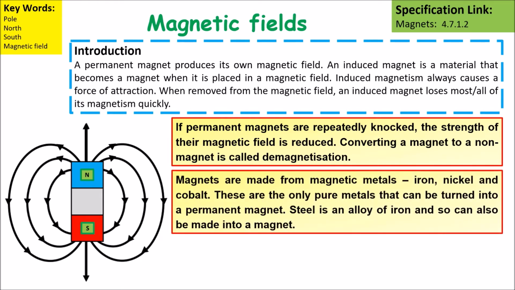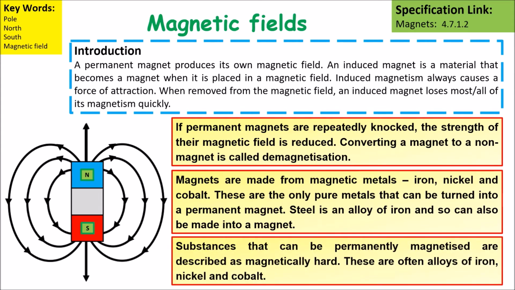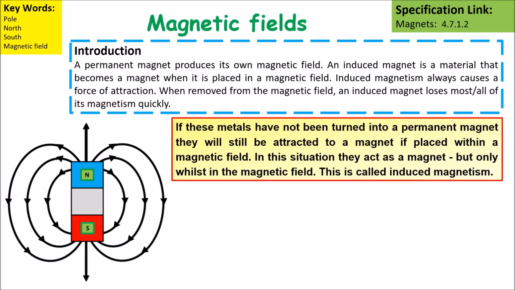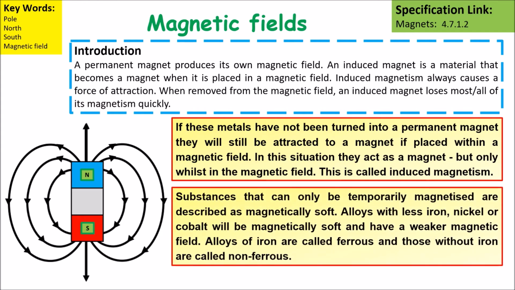Magnets are made from magnetic metals such as iron, nickel, and cobalt. These are the only pure metals that can be turned into permanent magnets. Substances that can be permanently magnetized are described as being magnetically hard. If these metals have not been turned into a permanent magnet, they will still be attracted to a magnet if placed within a magnetic field. Substances that can only be temporarily magnetized are described as being magnetically soft.